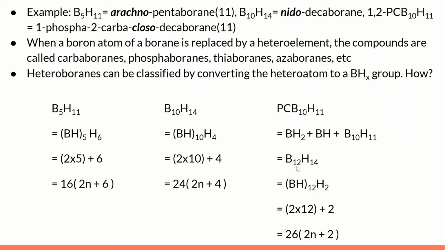Then we separate the formula into BH units. BH12, H2. Each BH unit contributes 2 electrons multiplied by 12 BH units, plus 2 electrons contributed by the hydrogen atoms, giving a total of 26. From this, you can see that the formula is 2n plus 2. N is the number of BH units. This refers to Closo boranes.